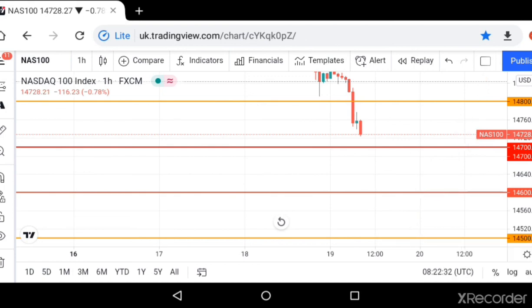Remember, round numbers. Draw your round numbers on your chart. Use them as your support and resistance structures.